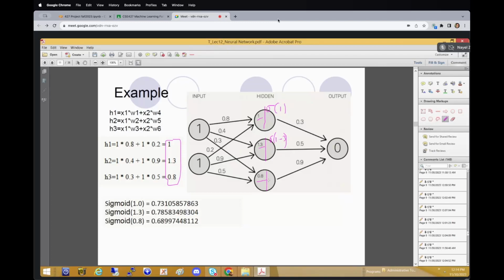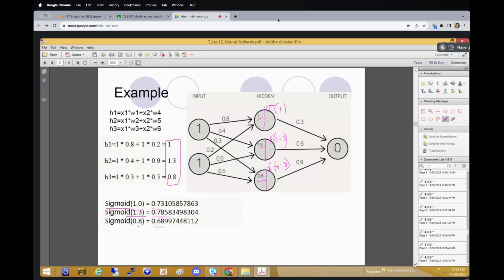And here it is also, that is sigmoid of 0, 0.8. Okay. So now we can see that this is the case. There is sigmoid of 1.0, it is 0.731, and sigmoid of 1.3 it is 0.785, and sigmoid of 0.8 is 0.689. So what is the sigmoid function?